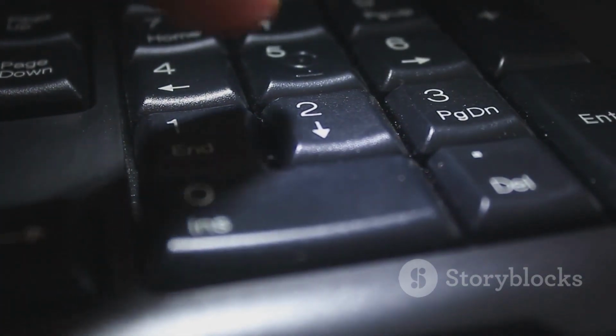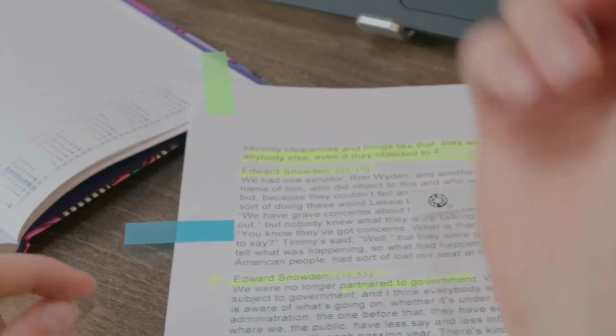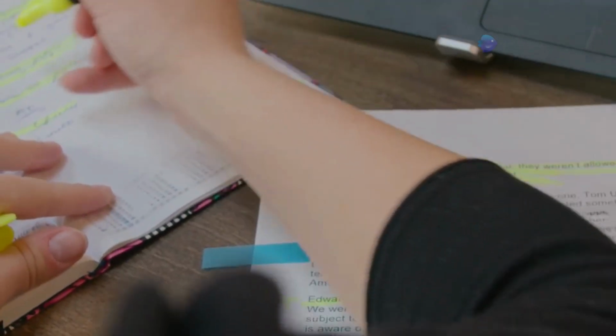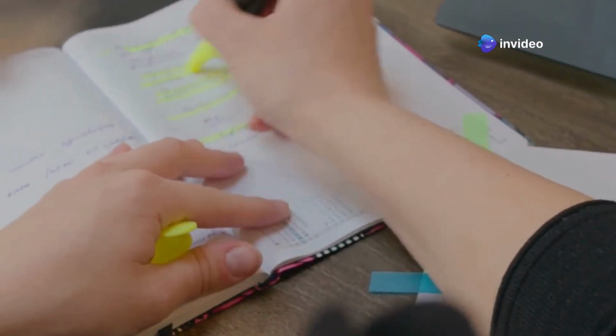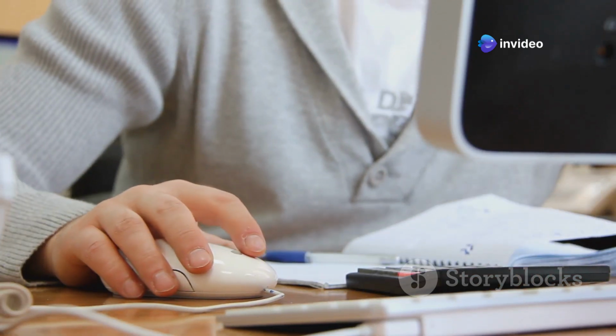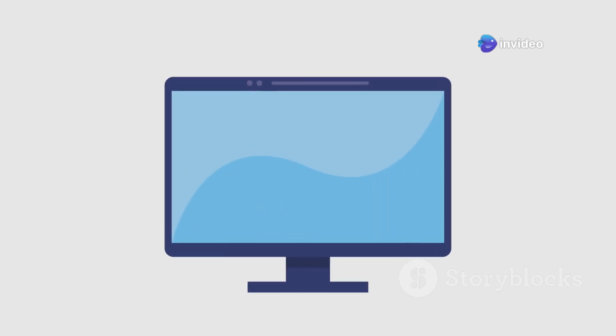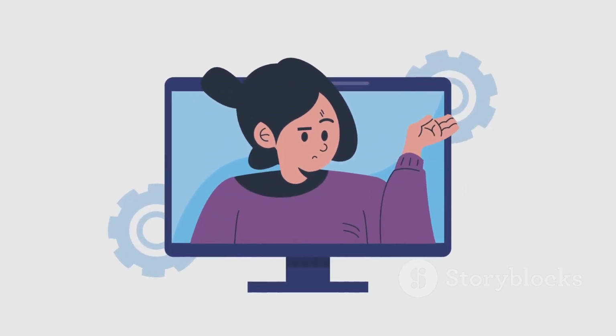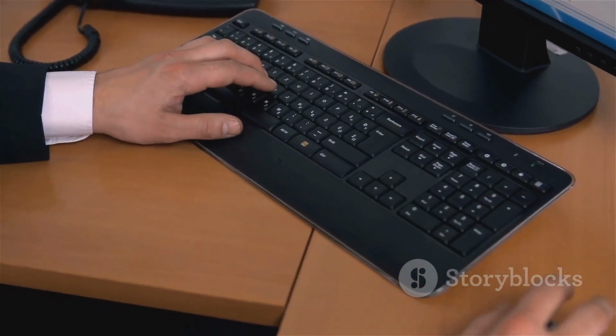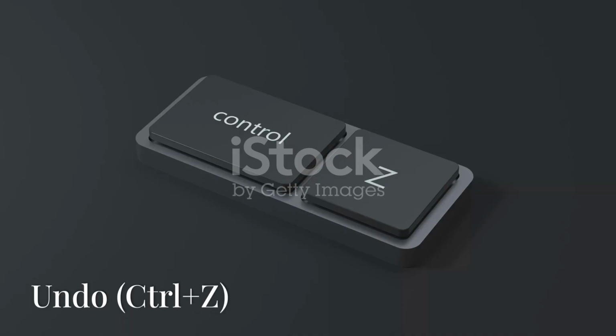Ctrl+X is like a supercharged copy command. It not only copies the selected content but also removes it from its original location. Think of it as cutting and pasting in one swift move. This is especially helpful when you're reorganizing text or files. Just cut and paste, and you'll be amazed at how much faster things move along.